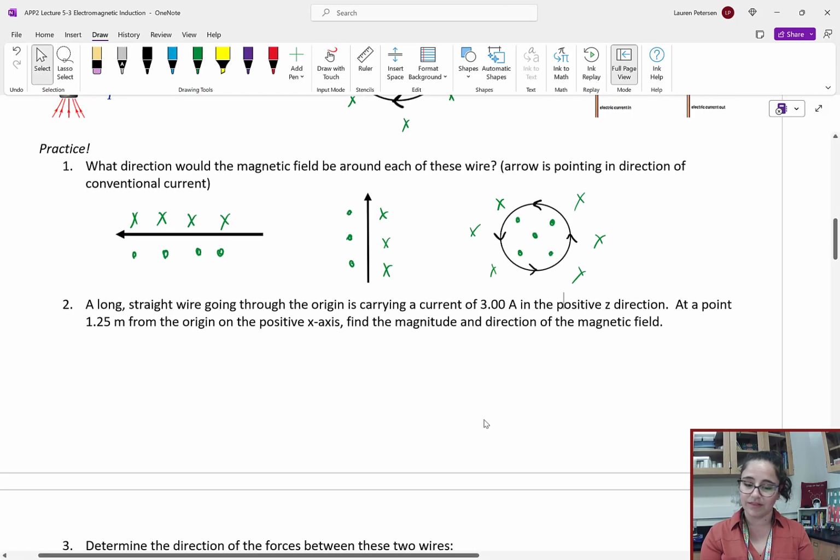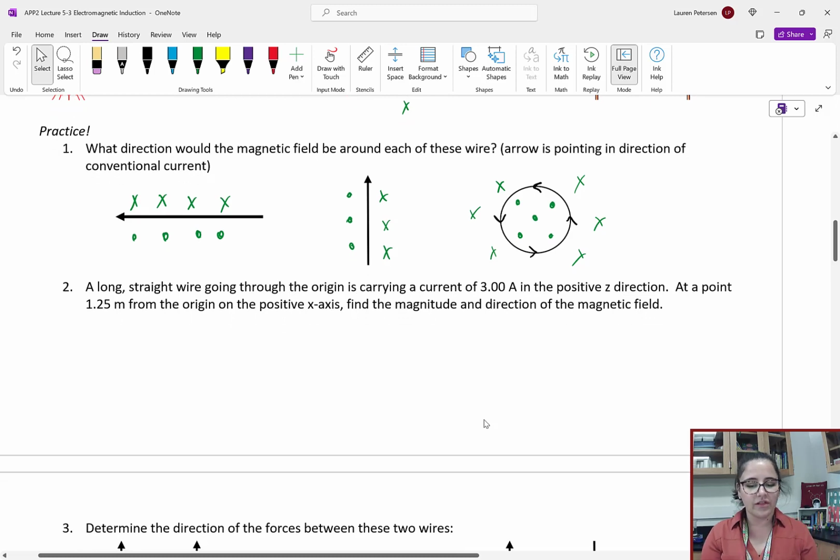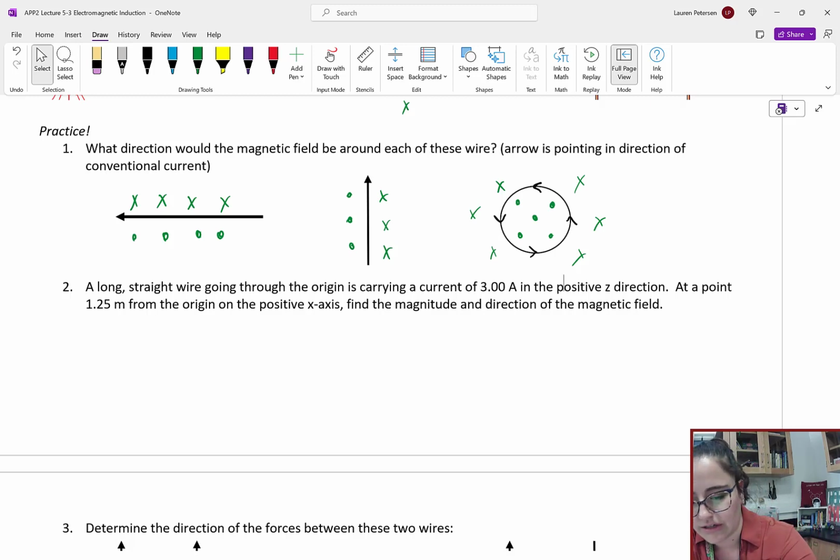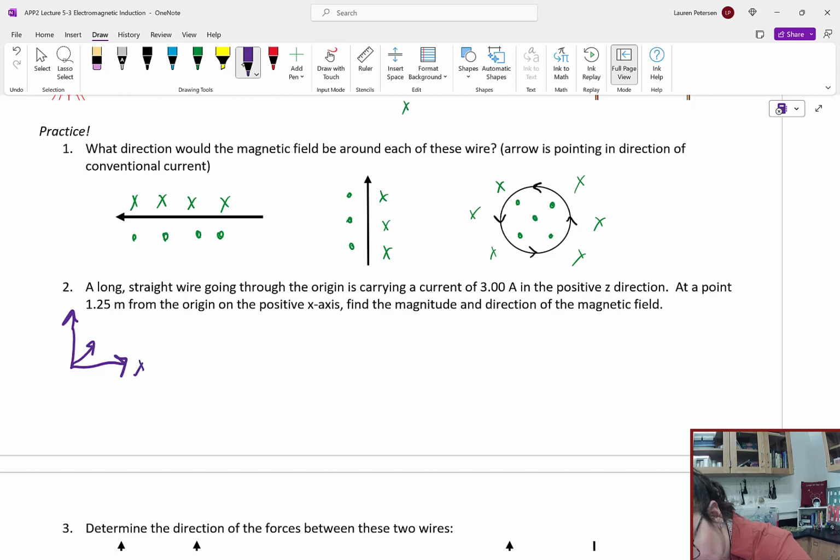Let's look at an example with the magnitude of it. We have a long straight wire going through the origin, carrying a current of 3 amps in the positive Z direction. If we're picturing our X, Y, Z being positive there, that would be the Z coming out at us. So I picture that as coming out of the page, and I'm going to draw it like that. There's my wire, and the current is coming out of the page. That's the positive Z direction in my brain. X and Y are in the plane of the page, and Z is coming out at you.